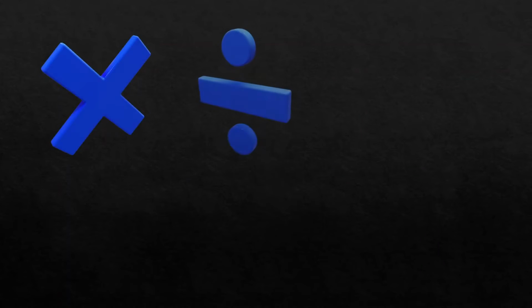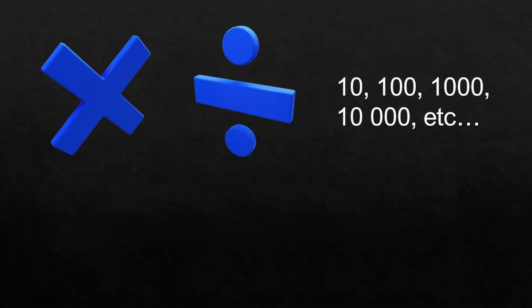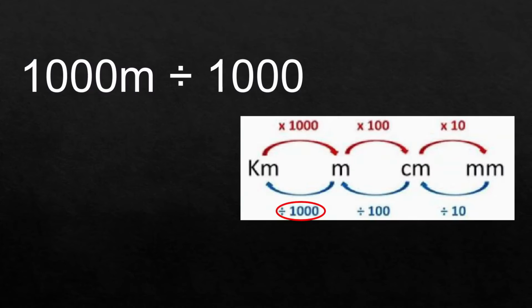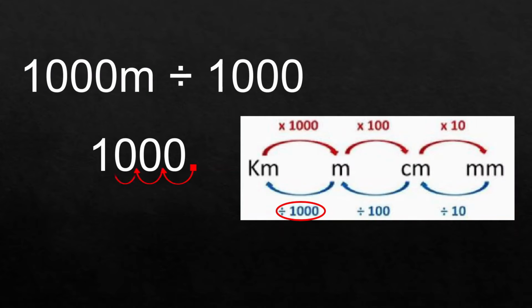It's helpful to remember that multiplication and division of any power of 10 simply means moving our decimal point either to the left or right. Since we are dividing by 1,000, which has 3 zeros, this means moving our decimal point 3 times to the left, and as a result, we get 1 kilometer.